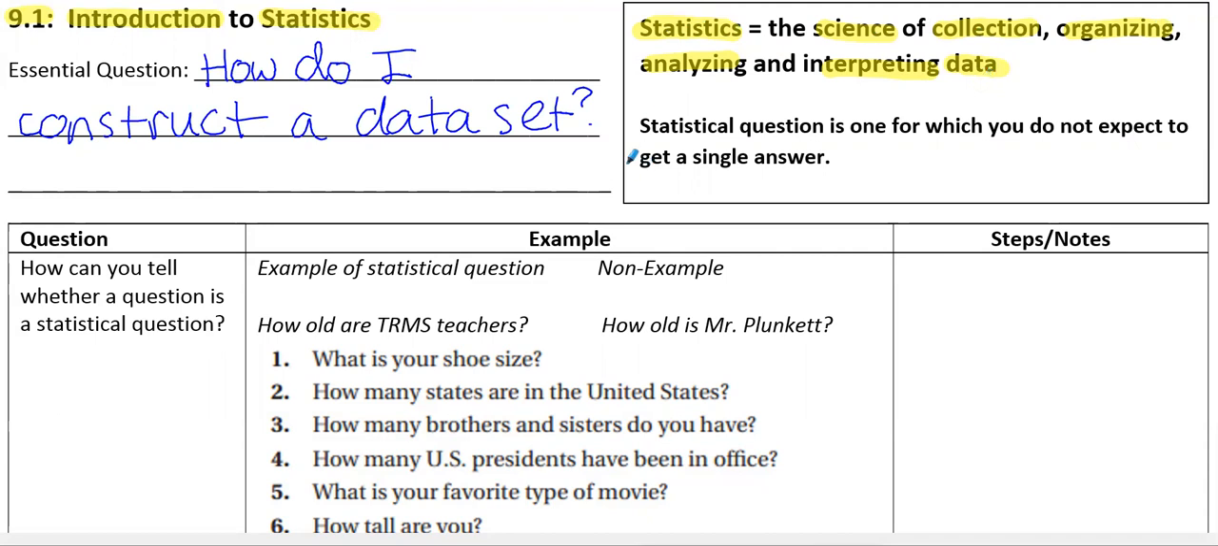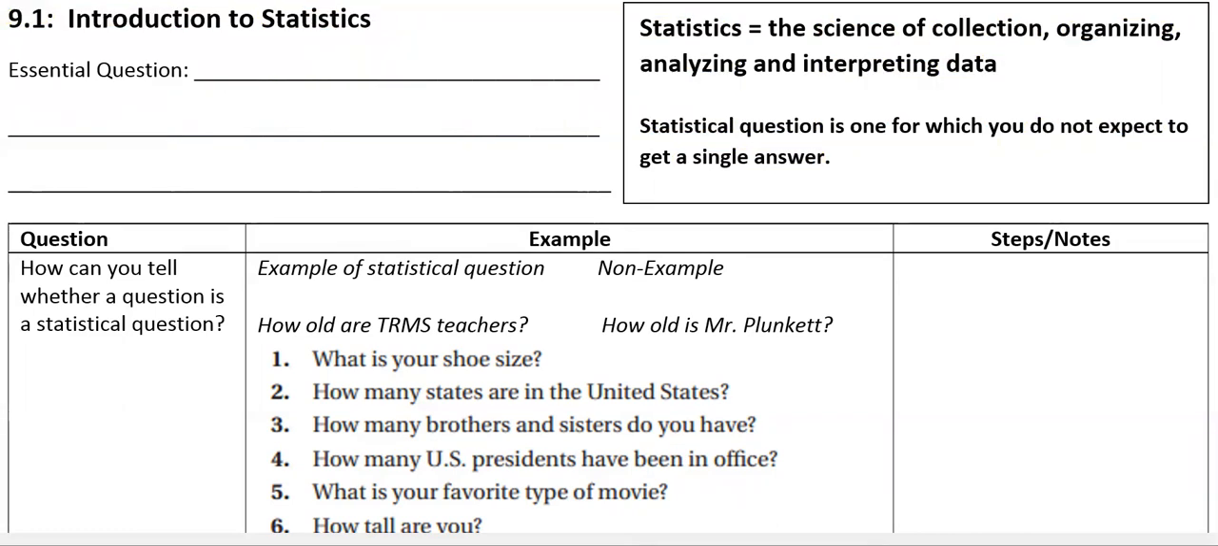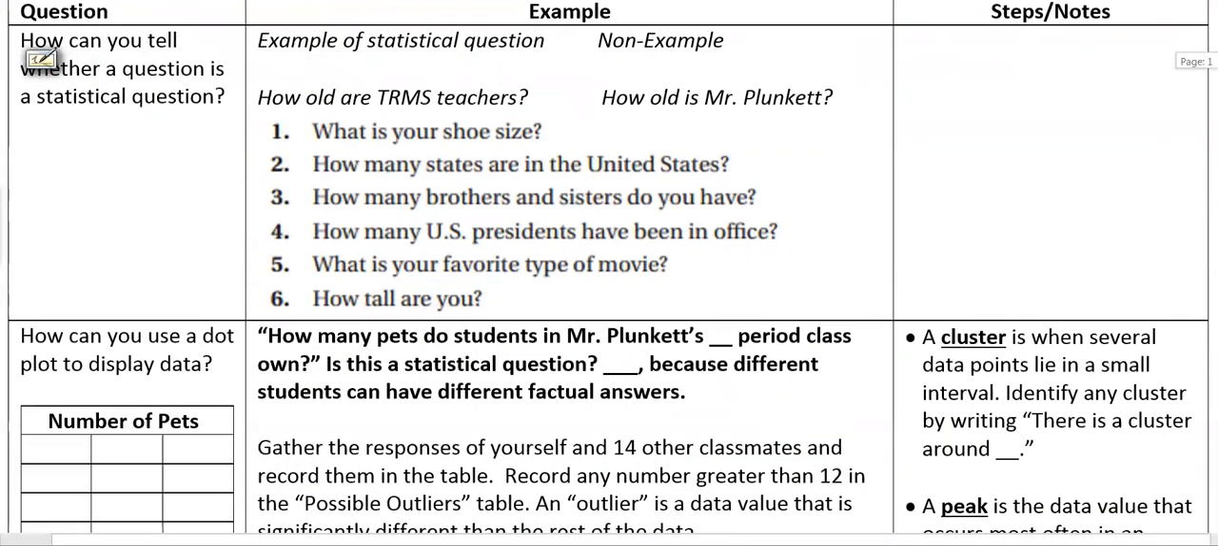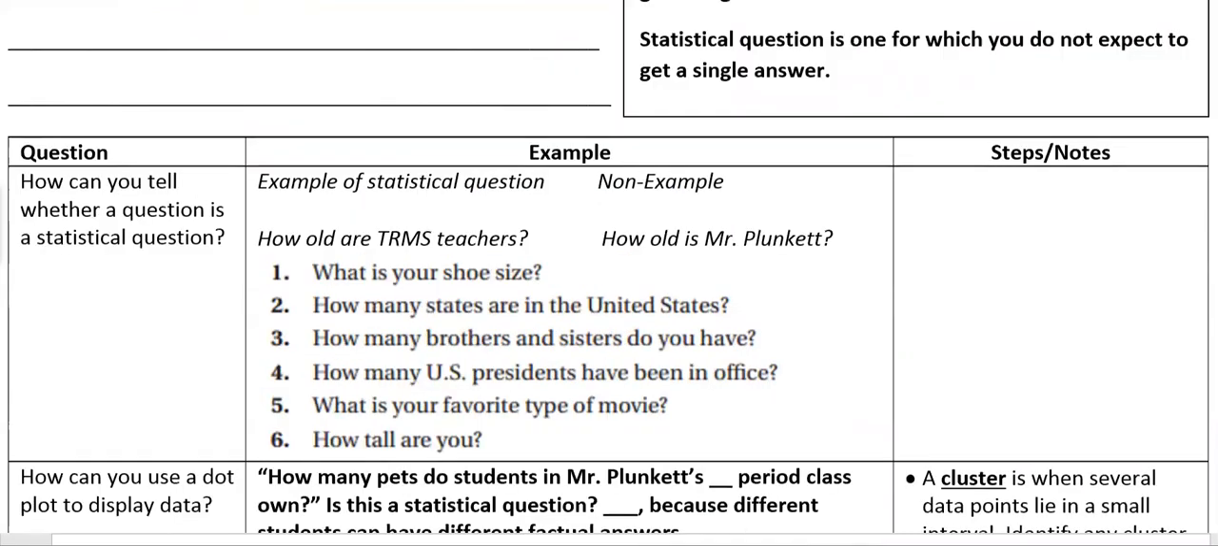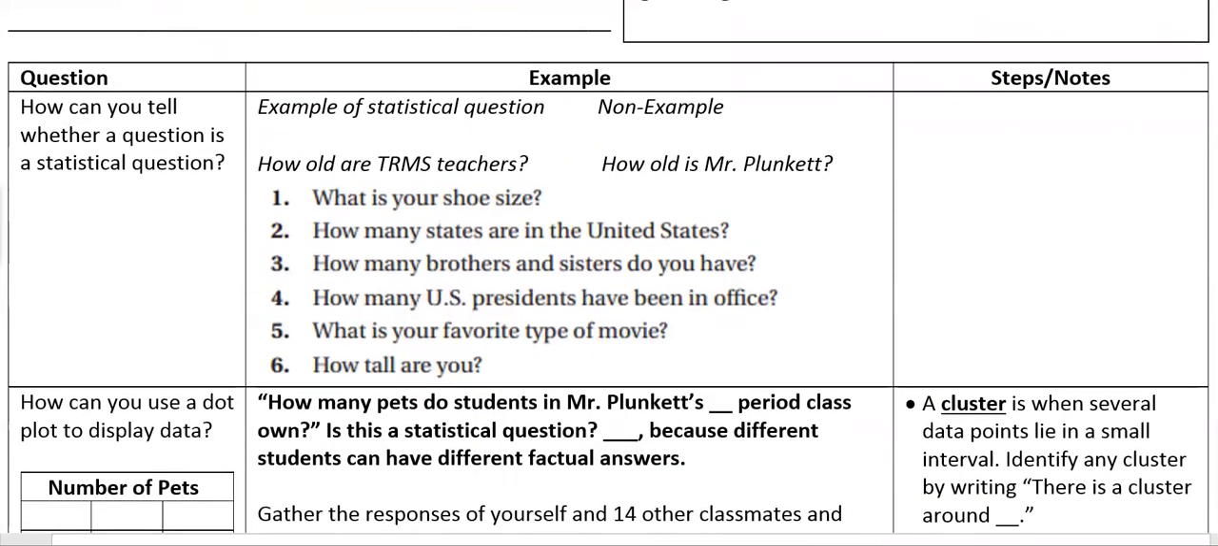And a statistical question is one for which you do not expect to get a single answer. So you do not, I should highlight that, do not expect to get a single answer. So why don't we jump right into checking whether or not a question is a statistical or a non-statistical question in the first row here. And the question is, how can you tell whether a question is a statistical question? And I'm having some scrolling troubles. Oh, the joys of online teaching. Okay, so how can you tell whether a question is a statistical question?